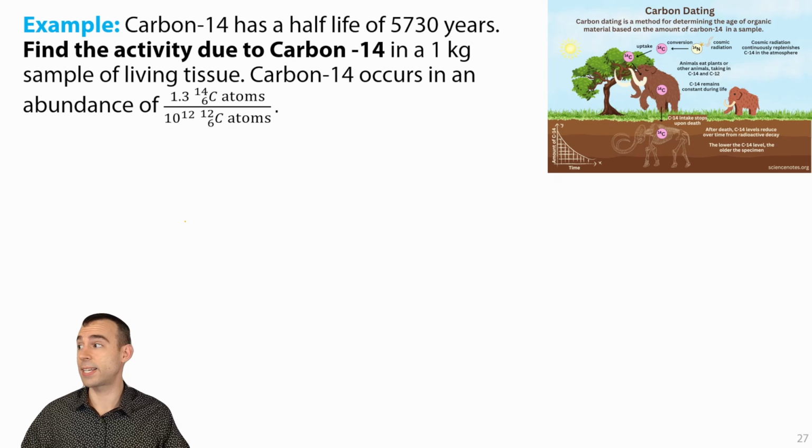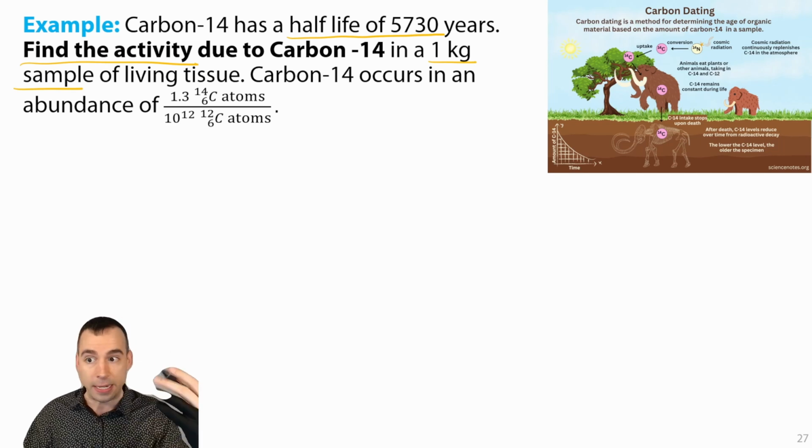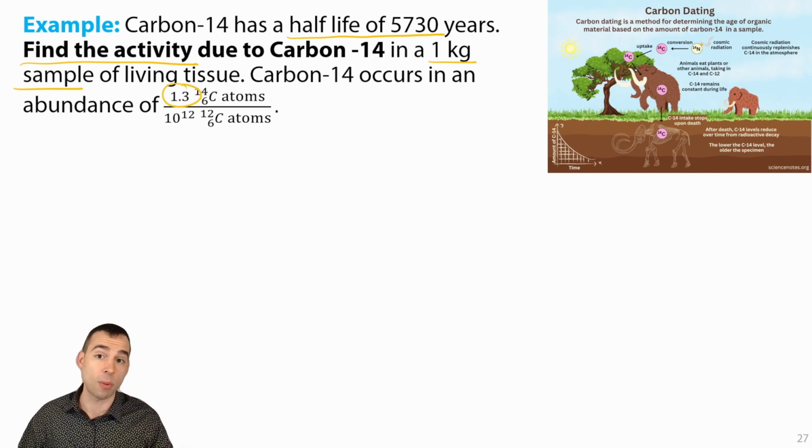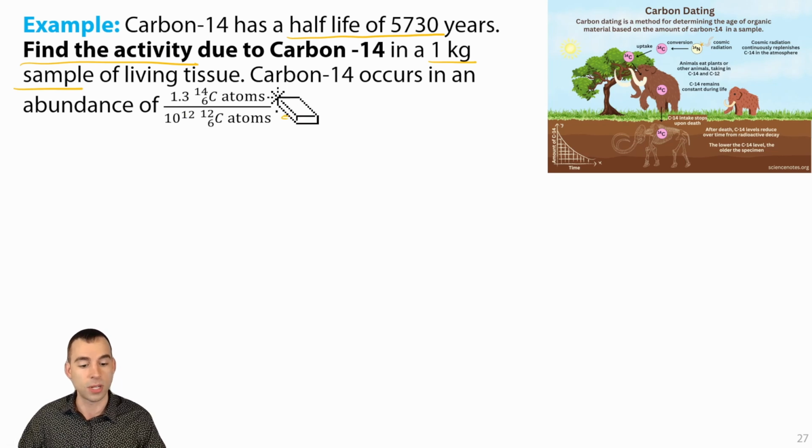Okay, so here we are asked to calculate the activity in a carbon dating application. So here we have carbon-14 given with a half-life of 5,730 years. It's going to break down to carbon-12, the most stable state. And we want to see what the activity is of a 1 kilogram sample that contains carbon-14 in an abundance ratio of 1.3 carbon-14 atoms to every 10 to the 12 carbon-12 atoms. So this is like a ratio that carbon-14 occurs at with respect to carbon-12.